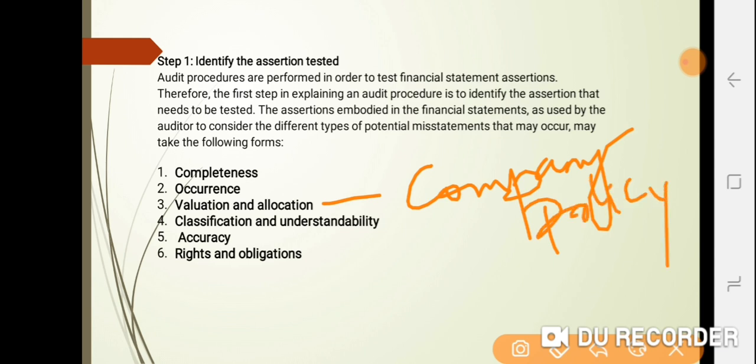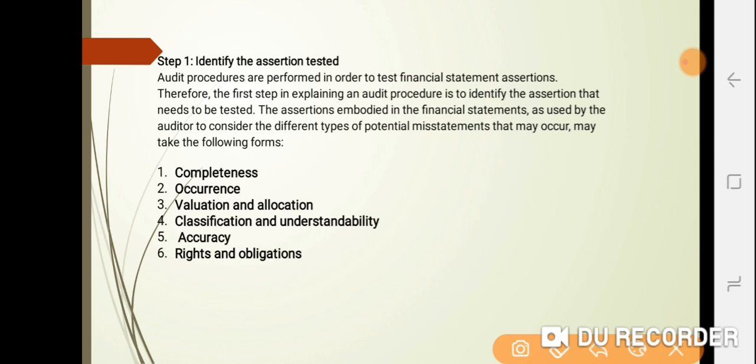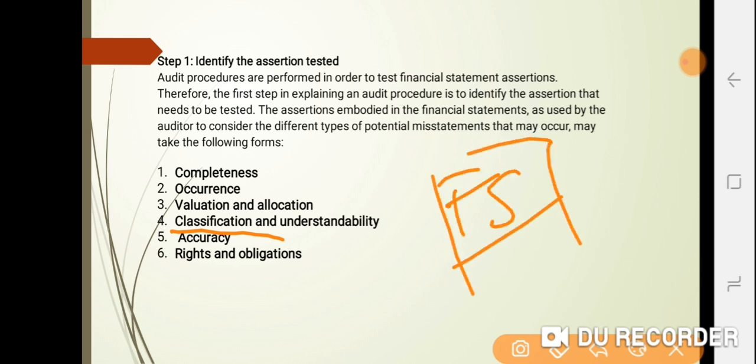Okay, then classification and understandability. See, classification and understandability means financial information is appropriately presented and disclosed. Okay, disclosures are clearly expressed, so as to make them understandable to the users. So it should be classified. The proper classification has to be done while recording things in the financial statement, and it should be understandable to all the people.